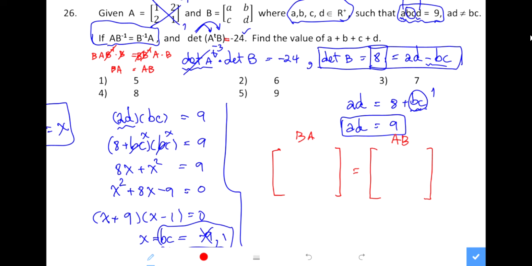A times B should be A plus 2C, not 2A plus C. And this one, B times A, is going to be A plus 2B. Okay, sorry. So now when they are equal like this, I know this is equal to that, so we can just cancel. 2 can be canceled away. So I have B is equal to C. So this B is going to be equal to C.